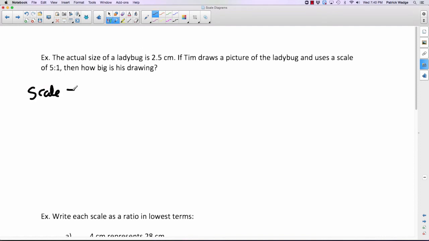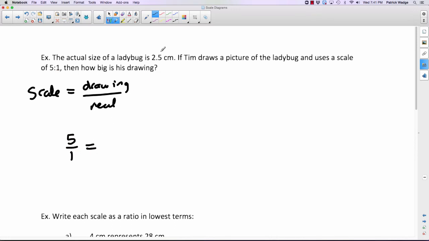Scale equals drawing over real. Remember, drawing could also be a model, could be, I don't know, a map, whatever. So, do we know the scale? Sure do. It's 5 to 1. Don't write it like that though. Write it 5 over 1.